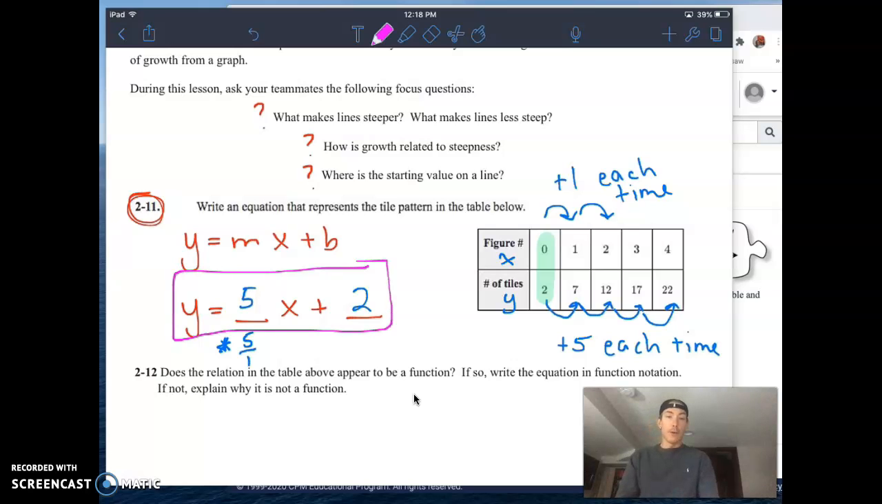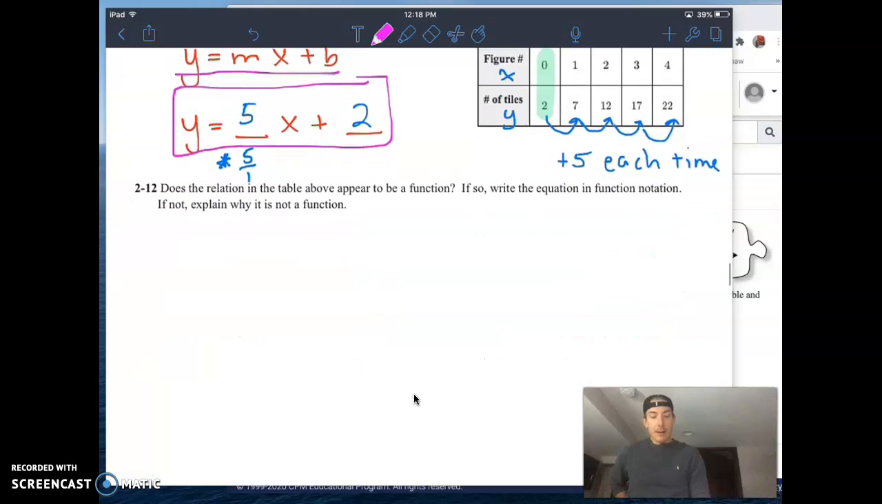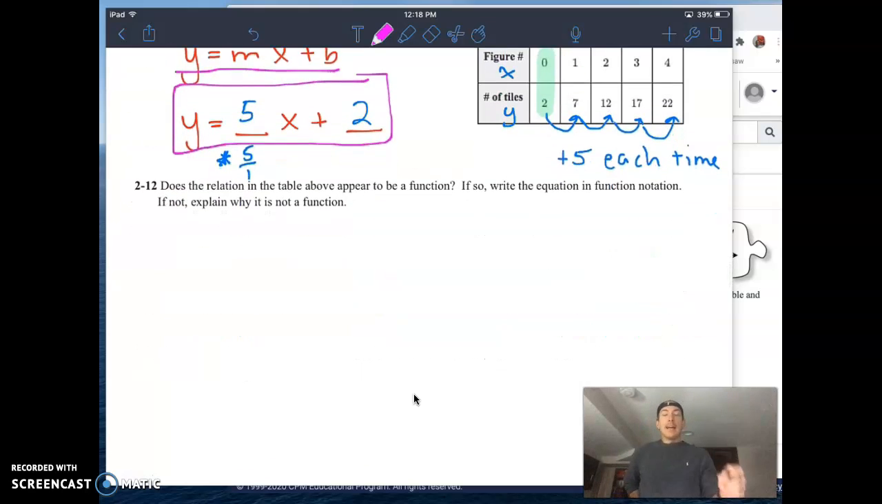And that's going to work out pretty well. And note, I just referenced some prior learning, something we probably saw in pre-algebra, and that is that y equals mx plus b format, and I plugged in m and b. In this particular case, you might already know the answer to this, but it's saying, hey, does it appear to be a function? If so, write this equation in function notation.